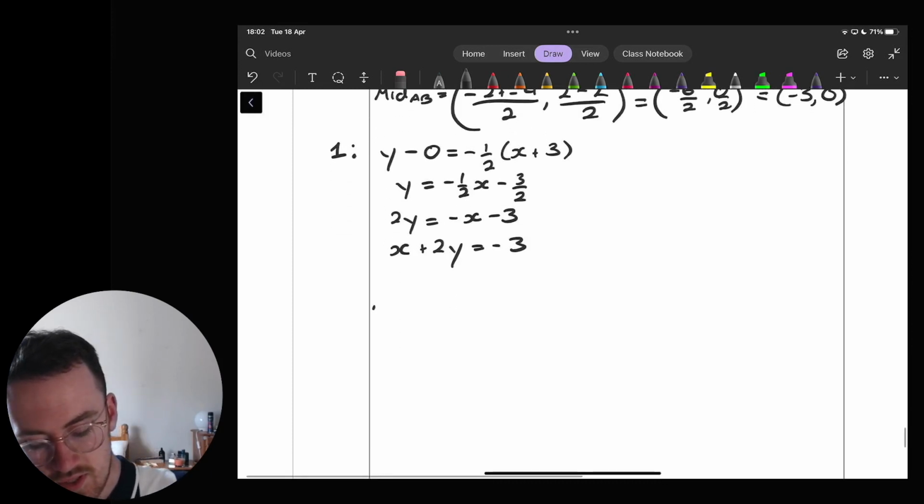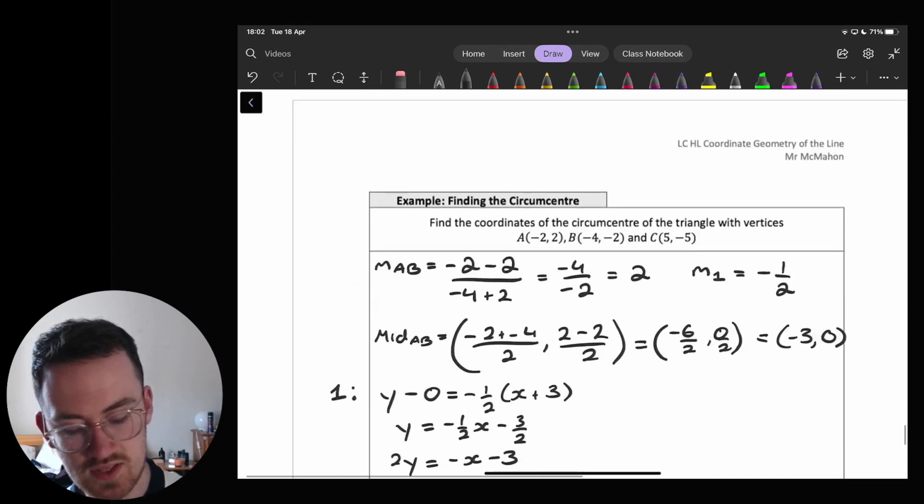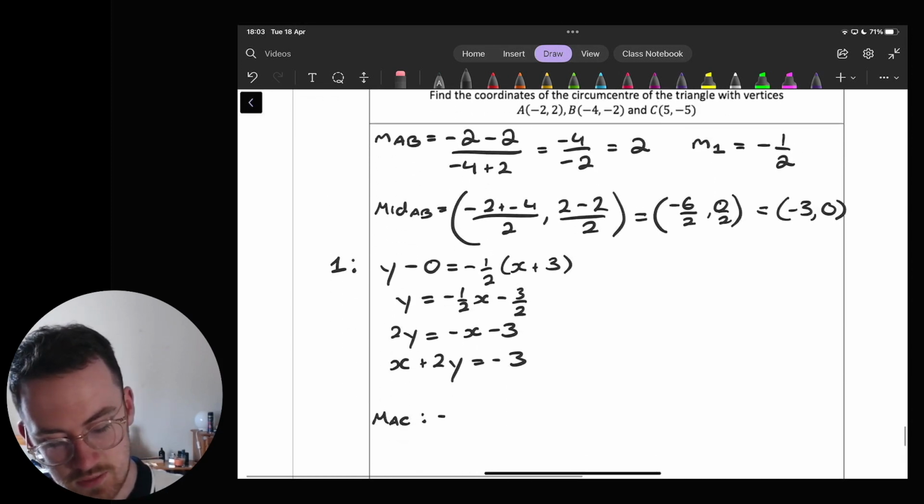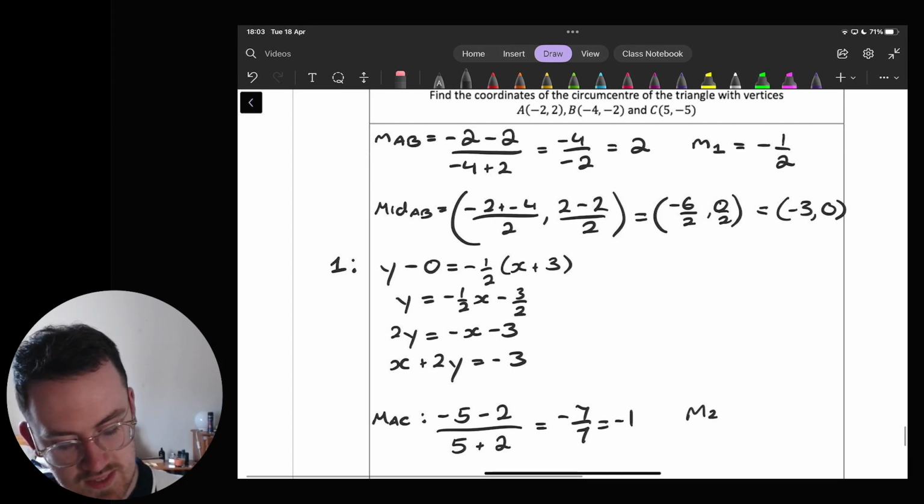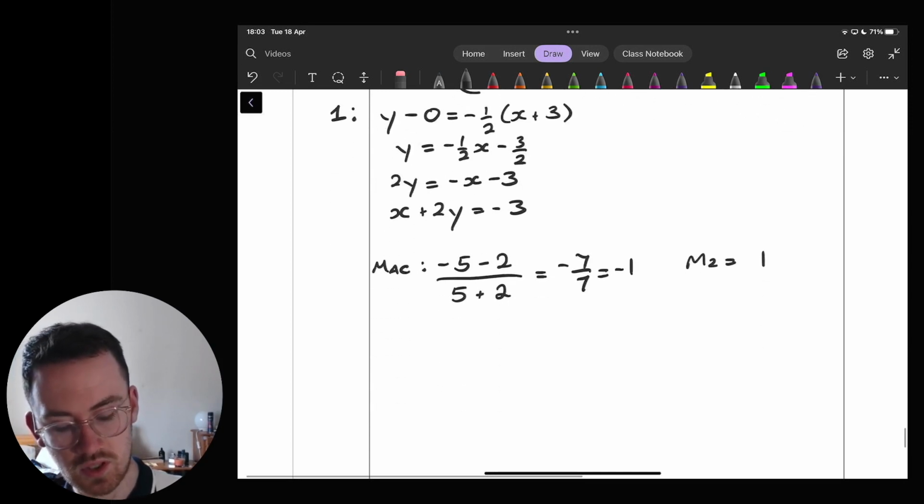Now we're going to do the same thing for one of the other sides. So this time maybe we'll do AC. So we'll find the slope of AC. So that's going to be minus 5 minus 2 and 5 minus 2. So it's plus 2. So minus 7 over 7, which is minus 1. So my second slope is going to just be 1.